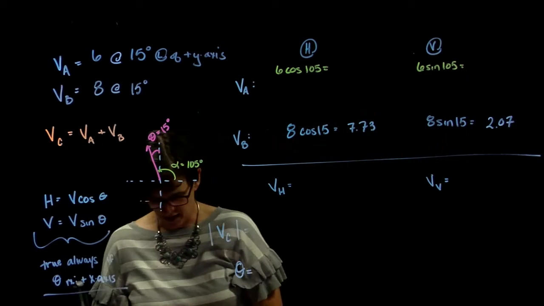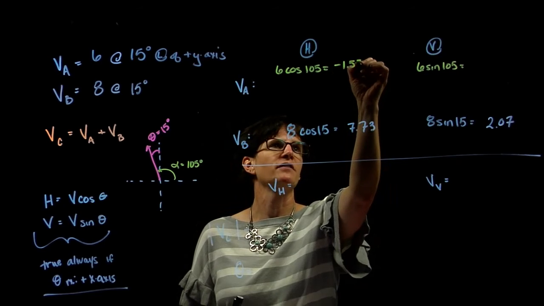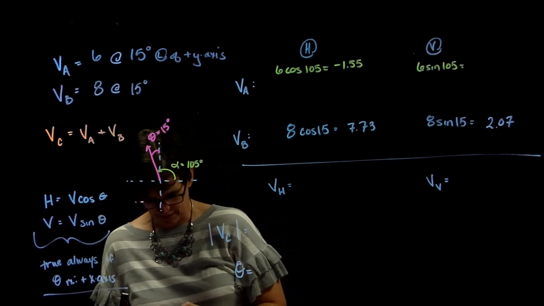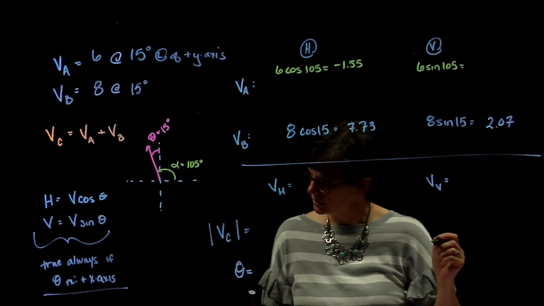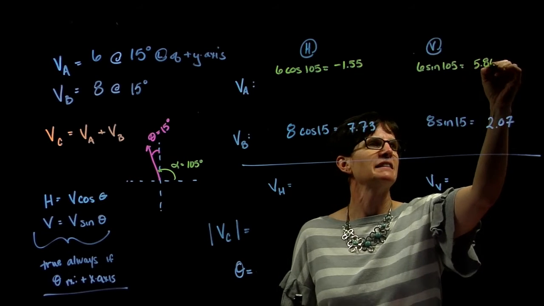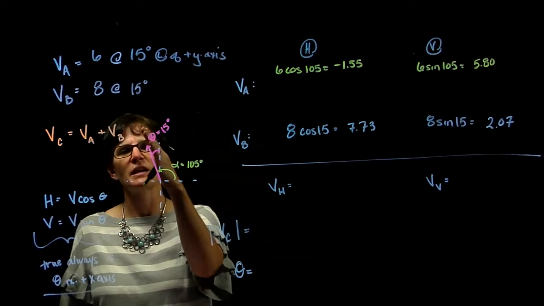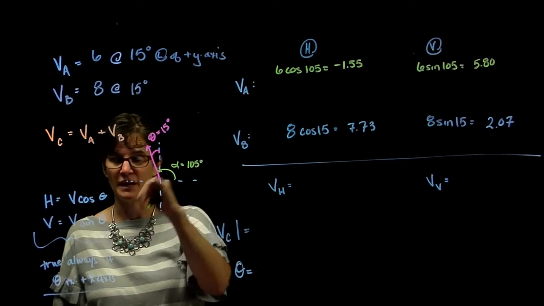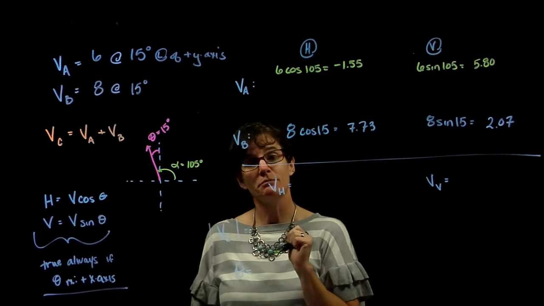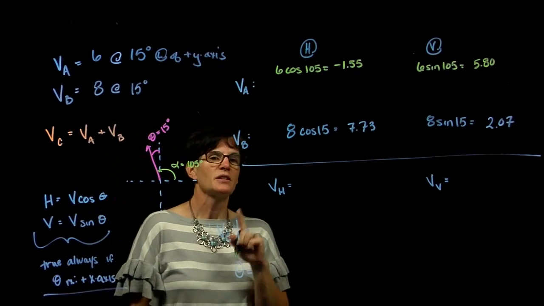When I solve for that, I get 6 cosine of 105 is negative 1.55. And 6 sine of 105, oops, I got two negative values there, so I plugged it in wrong, obviously. It is 5.80. I've been given a negative out of my calculator, and I expect it to be negative. This vector is pointing towards the left when I think only horizontally. And I get a positive y component, a vertical component. I see that that vector is pointing upward. So that's one way to do it.